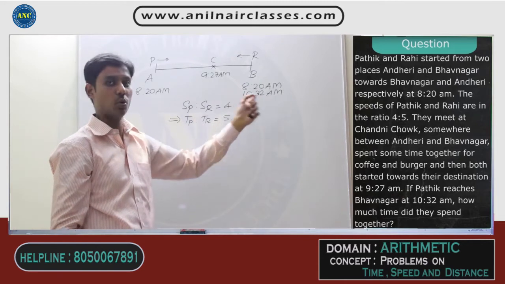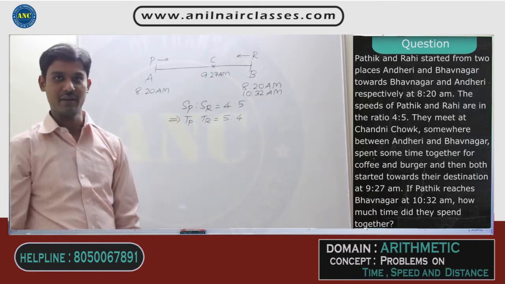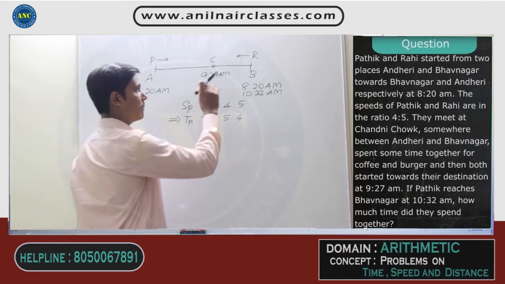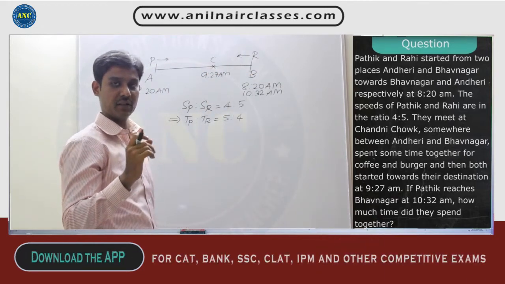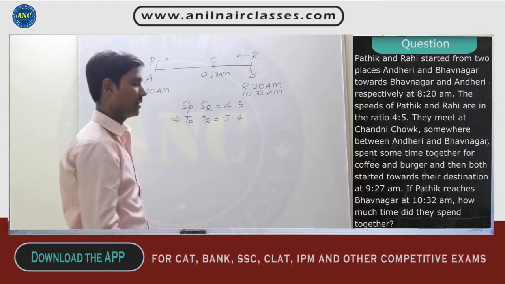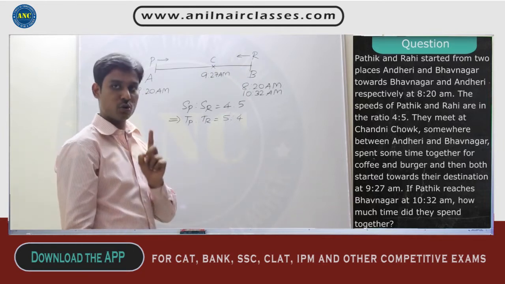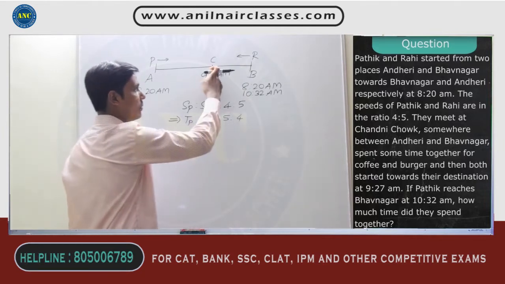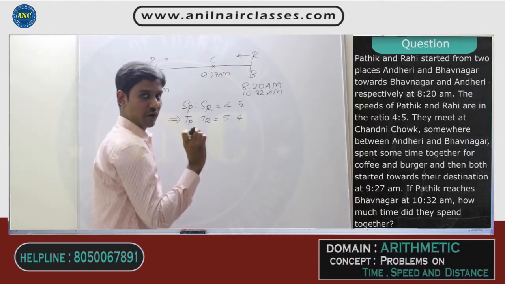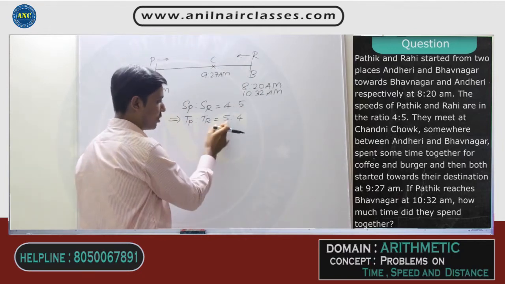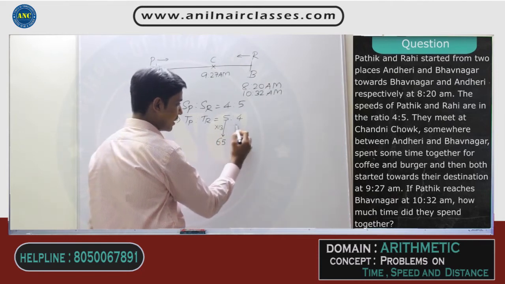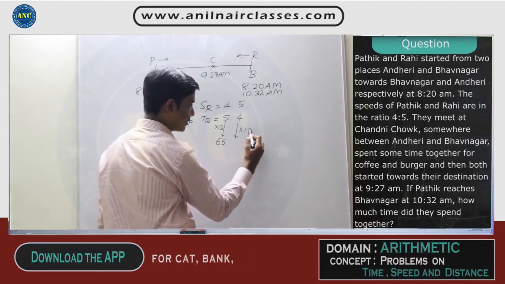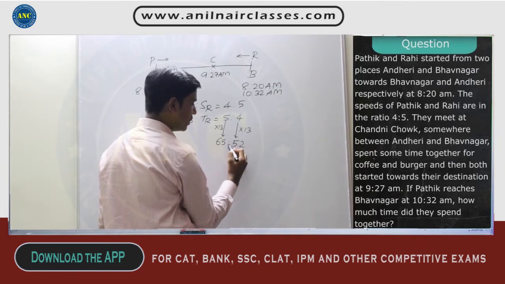9:27 to 10:32 is nothing but 1 hour 5 minutes. That means the time taken by Patik from C to B according to the question is 1 hour 5 minutes, which is 65 minutes. According to the question, time from C to B by Patik is 65 minutes, but according to the ratio it is 5 minutes. 5 should become 65, multiply by 13. 4 also multiply by 13. 4 into 13 is 52 minutes.